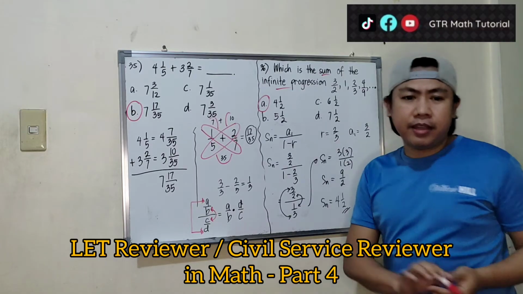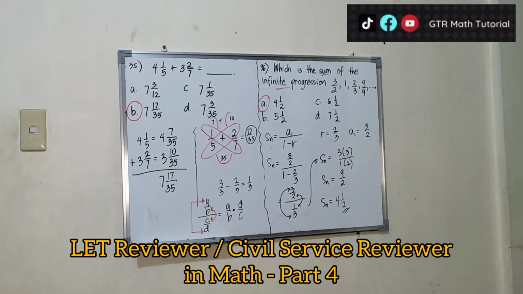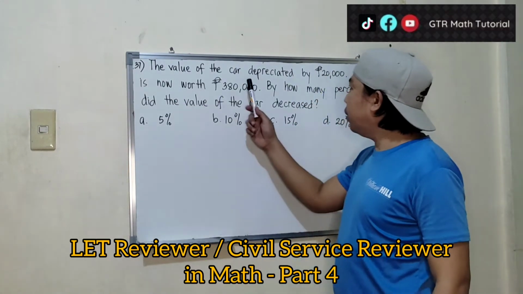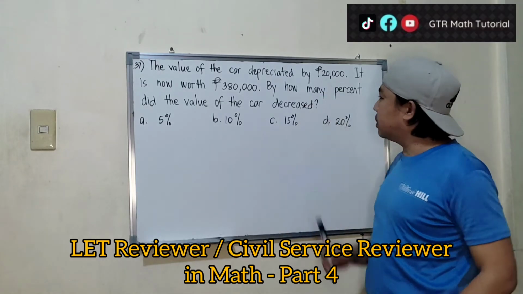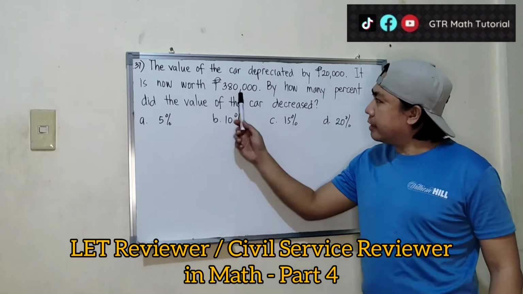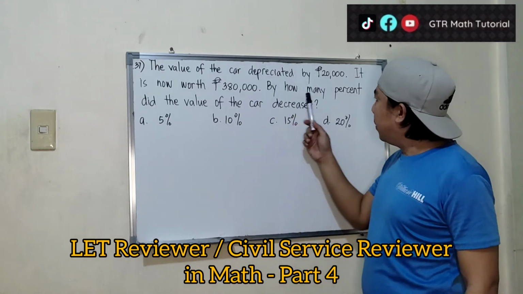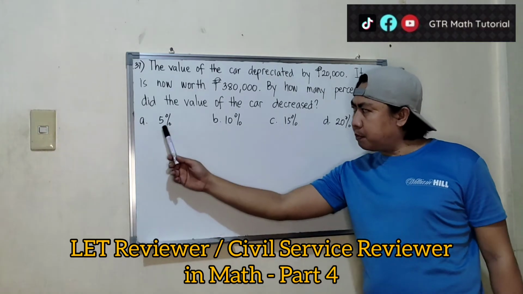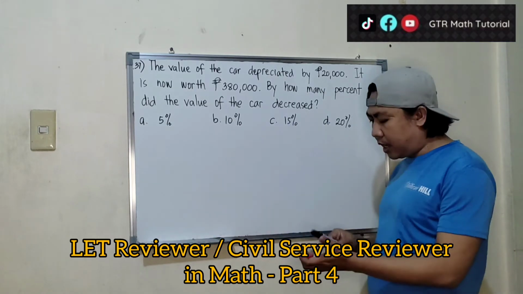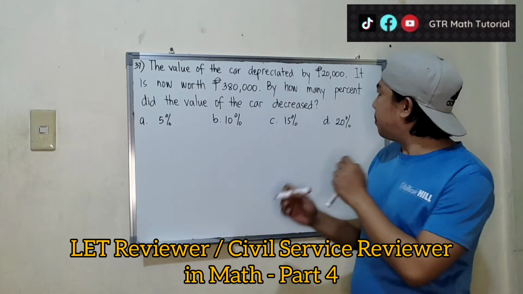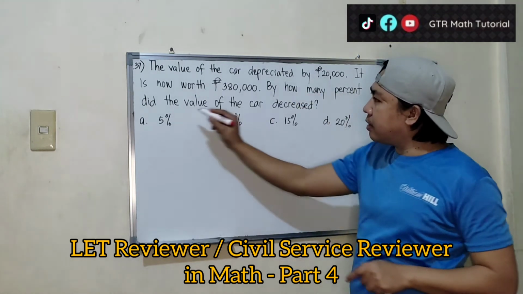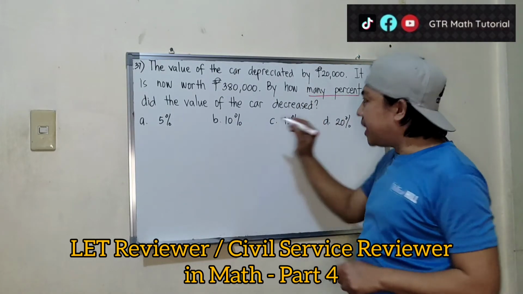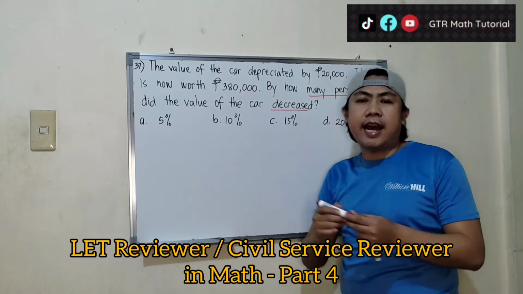Okay, so number 37. Okay, number 37. So the value of the car depreciated by 20,000 pesos. It is now worth 380,000 pesos. So by how many percent did the value of the car decrease? So choices, 5%, 10%, 15%, and 20%. So ang hinahanap natin sa problem ay by how many percent did the value of the car decrease? So yan. Percent of decrease ang hinahanap natin.